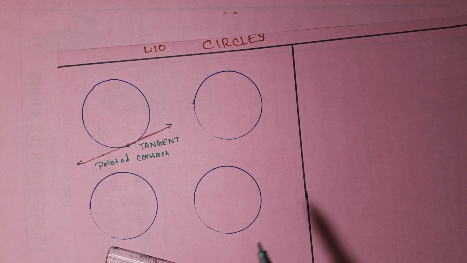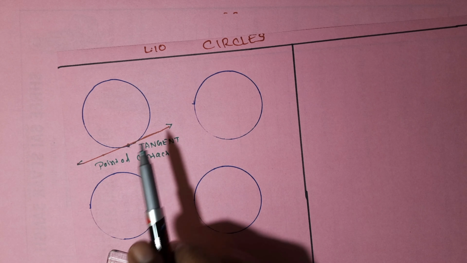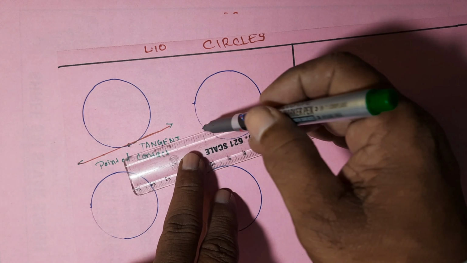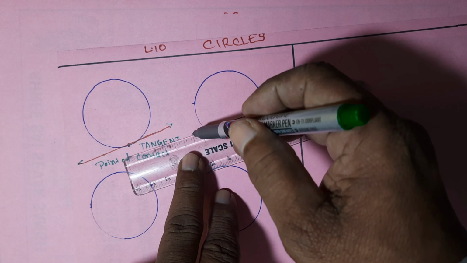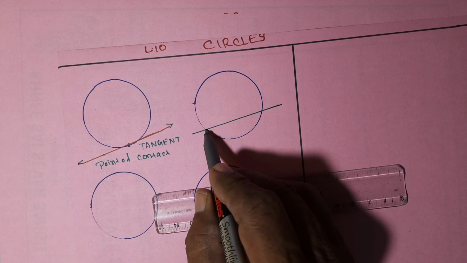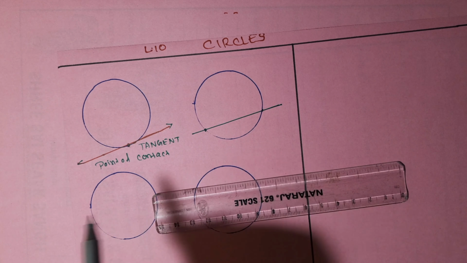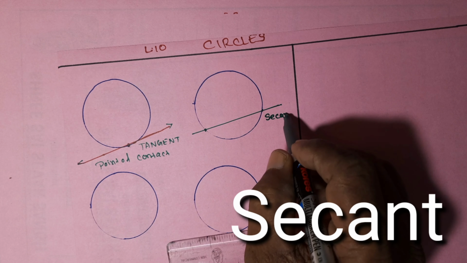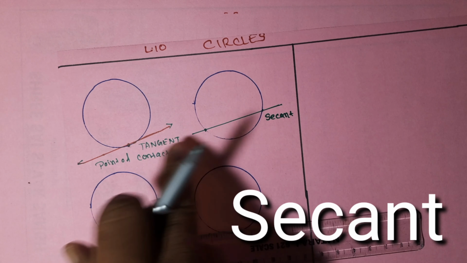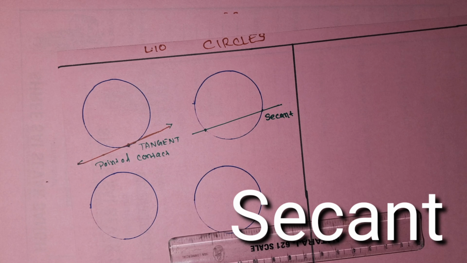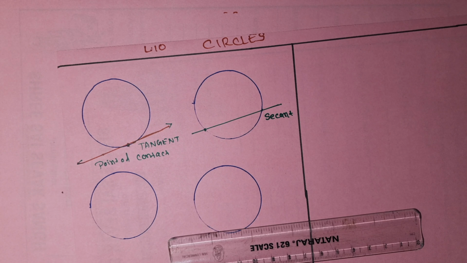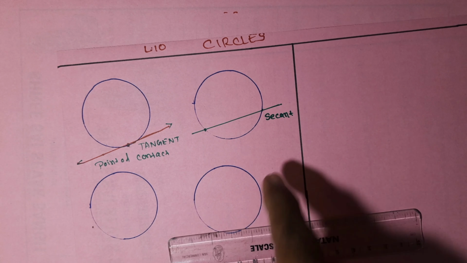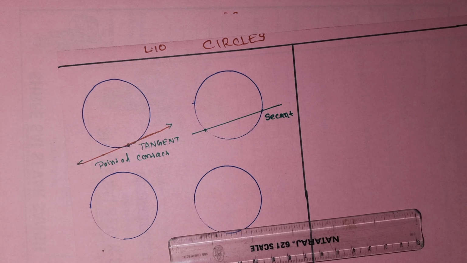Now we will go for another point. So here see, this tangent touches at one point. Now if any line intersects this circle at 2 points, here is one point, here is one point, then this line is called secant. S-E-C-A-N-T. See, what is the difference between tangent and secant? Tangent touches at one point, whereas secant touches at 2 points over the circle, this perimeter. Okay, so this is secant.